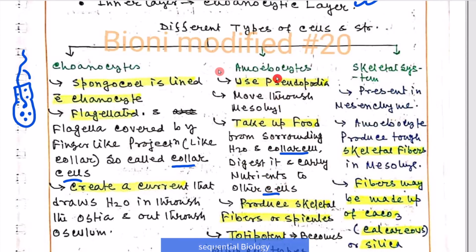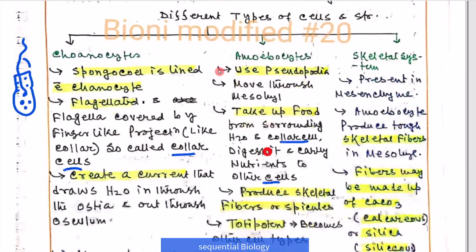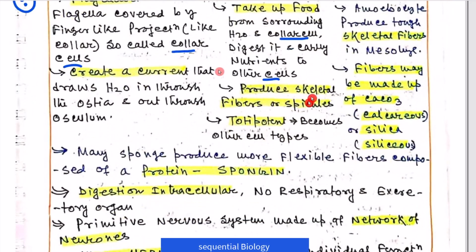So the amoebocytic cell provides nutrition to another type of cell, and it produces the skeletal fibers, or spicules. This is an important function of the amoebocyte cell. The amoebocyte cell produces skeletal fibers or spicules, and it is totipotent. Totipotent means a cell that can differentiate into another type of cell. So the amoebocytic cell is the totipotent cell found in phylum Porifera.